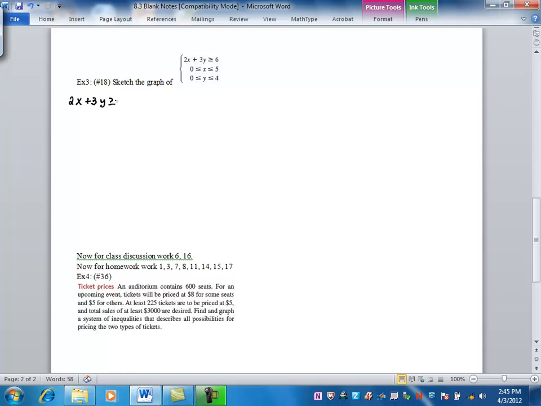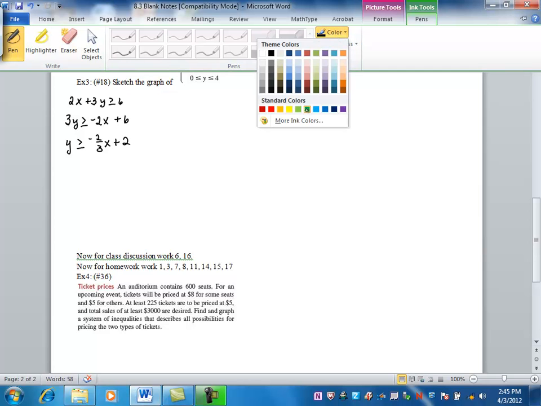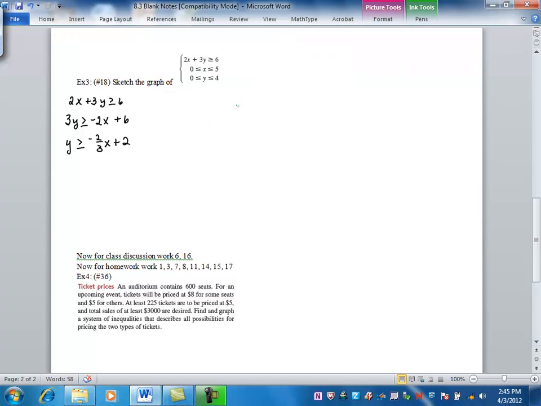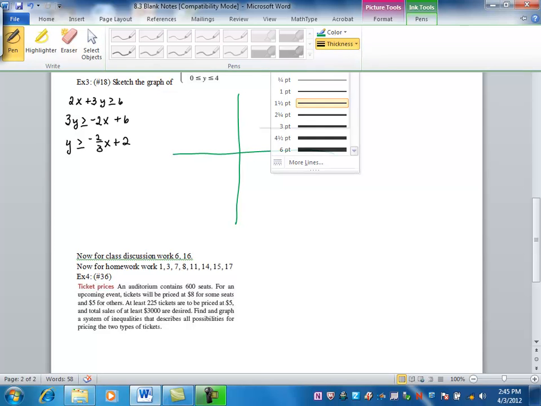2x plus 3y is greater than or equal to 6. 3y is greater than or equal to negative 2x plus 6. And y is greater than or equal to negative 2/3 x plus 2. So I'm going to graph that in black, and let me change colors here. I'll draw my grid in green so that we don't get confused. We'll go to black here.